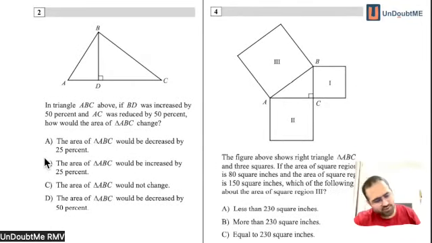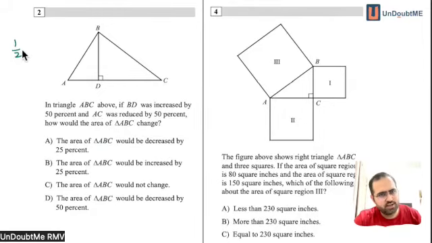Okay. Question number 2. In triangle ABC above, if BD was increased by 50% and AC was reduced by 50%, how would the area of the triangle change? Originally the area of the triangle is half AC BD. Now AC is reduced by 50%, so I will write 0.5 AC. And BD is increased by 50%, so I'll write 1.5 BD.